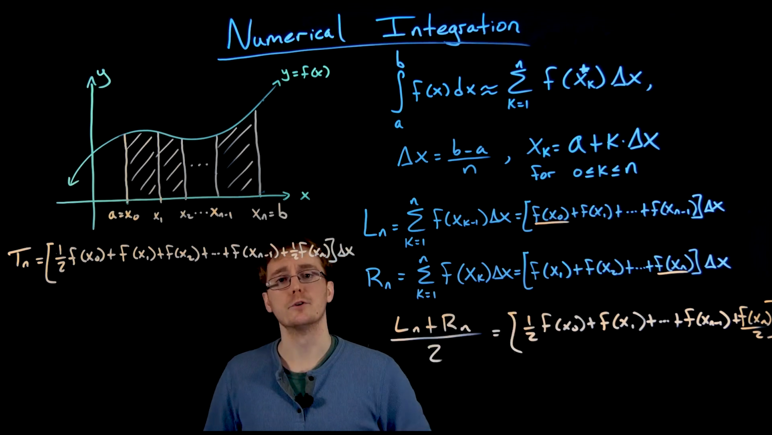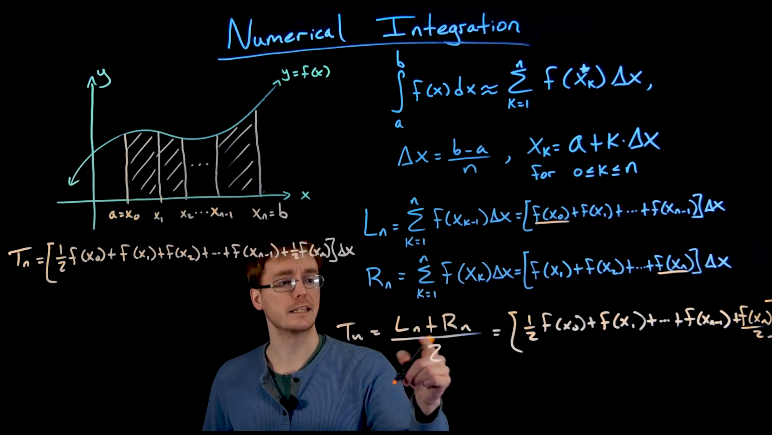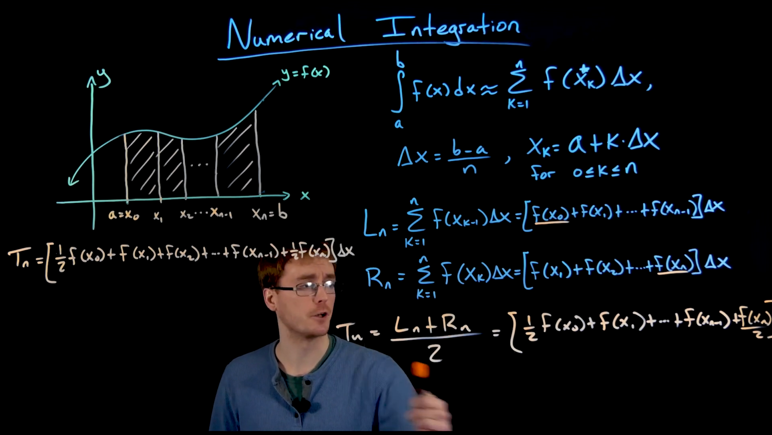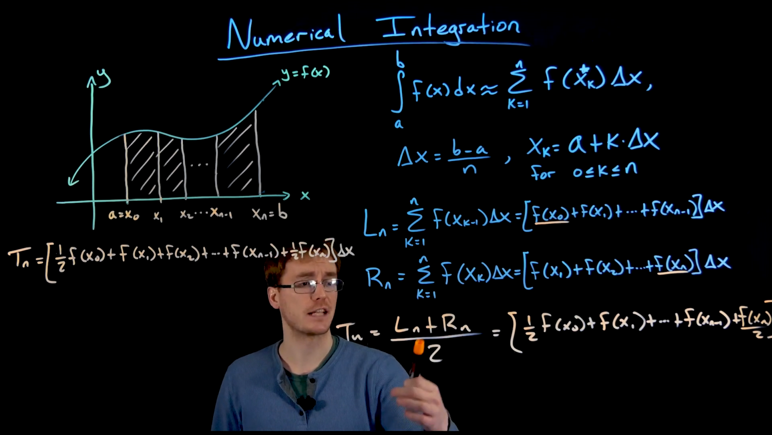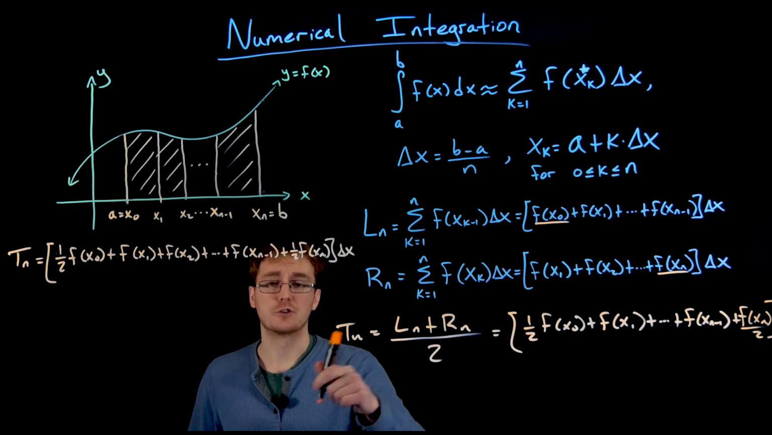So this is a quick little proof to verify that the trapezoidal rule really is just the average between the left endpoint and right endpoint approximation. So that means if you've already found those two, you don't need to go through this process again. You can just add them together and divide by 2, and that would give you the estimate that we get when we use the trapezoidal rule.